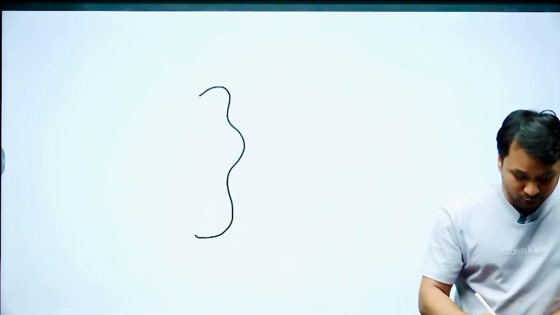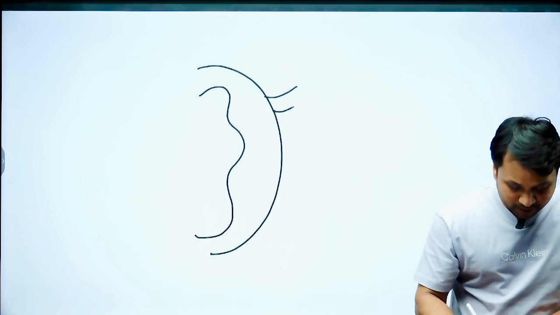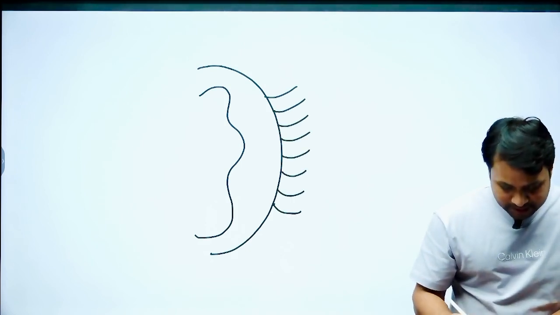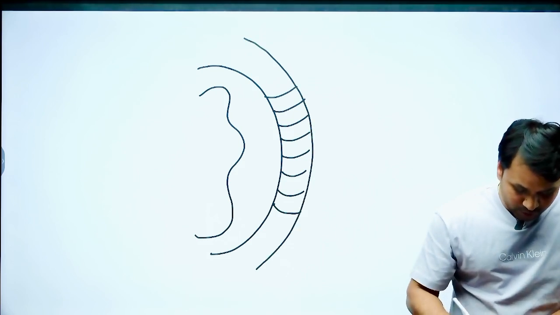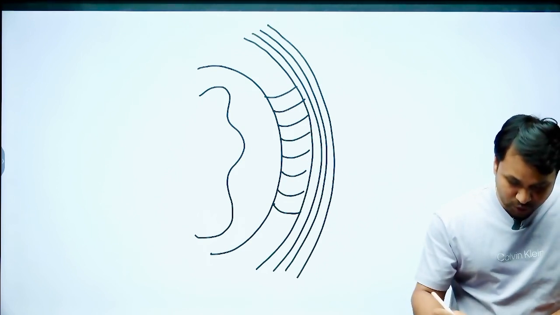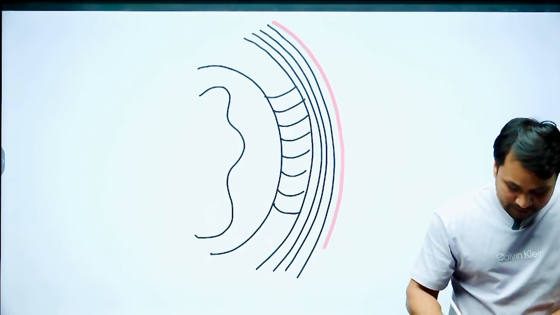Now, the innermost layer that you will see in the entire GIT anywhere is going to be the mucosa. Surrounding mucosa, you have the submucosa. Surrounding submucosa, you have the inner circular muscles. Surrounding the inner circular muscles, you have the outer longitudinal muscles. Now, beyond the outer longitudinal muscles, you have a layer which is going to vary a bit. We'll talk about it in a bit, right?